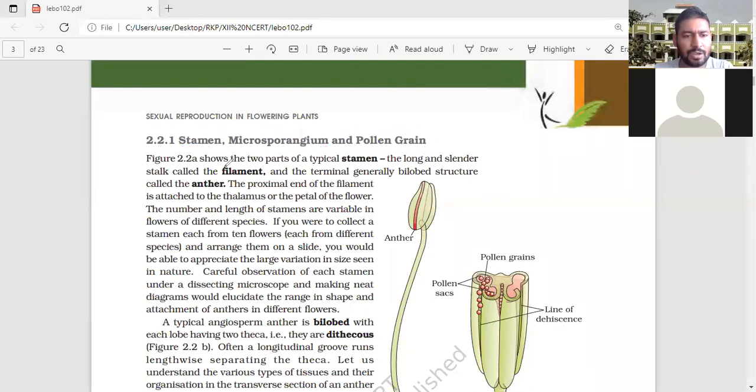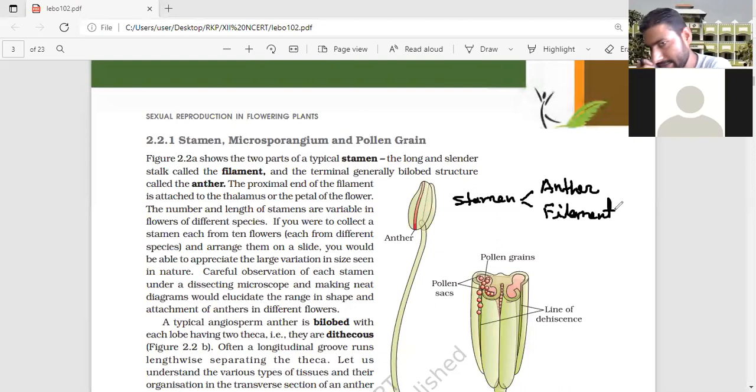Now look at figure 2, which shows the two parts of the typical stamen: the long and slender stalk called the filament, and the terminal, generally bilobed structure called the anther. Okay, look at here. Filament. Stamen has two parts. One is called the anther, and the second is the filament. Clear?